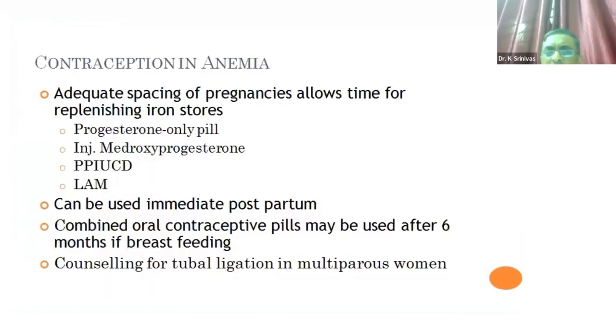Coming to contraception, adequate spacing of pregnancies should be encouraged. Immediately after delivery, you can consider a progesterone-only pill, an injection of medroxyprogesterone, or a postpartum IUCD, and advise them the lactational amenorrhea method for contraception, right? But after 6 months, advise oral contraceptive pills, but be careful because they can increase the chances of thromboembolism. If she is a multiparous woman, you encourage tubal ligation.